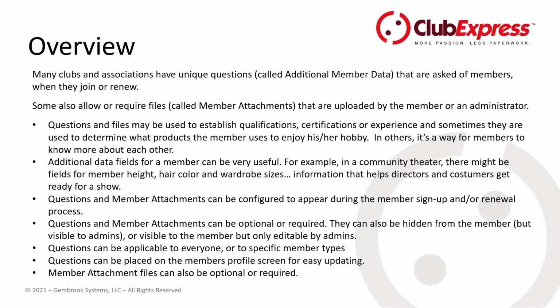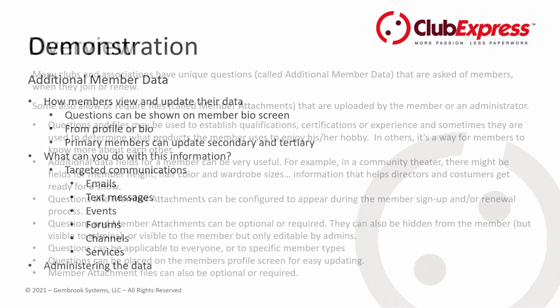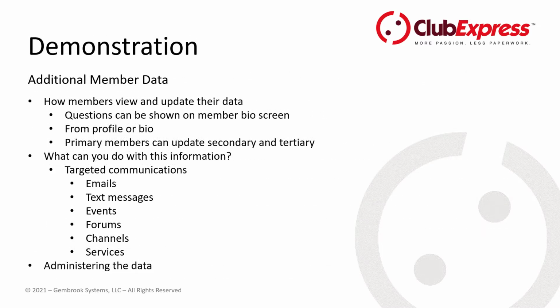So we'll be doing one about newsletters in a couple of minutes. And questions can be placed on the member's profile screen for easy updating, and member attachment files can also be optional or required. So these are just a little overview about the similarities between member data and member attachments, but there are some differences. During the demonstration, we're going to talk about a couple of things.